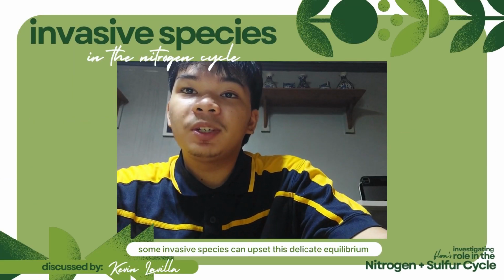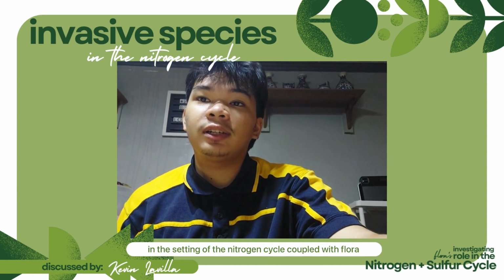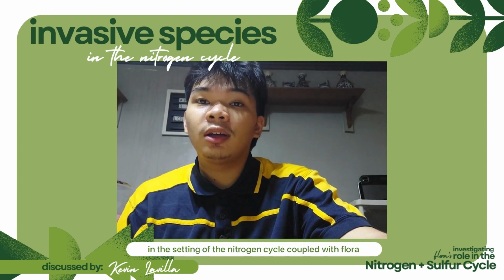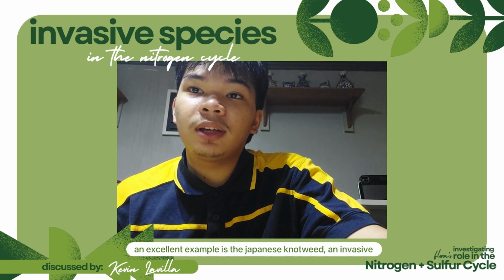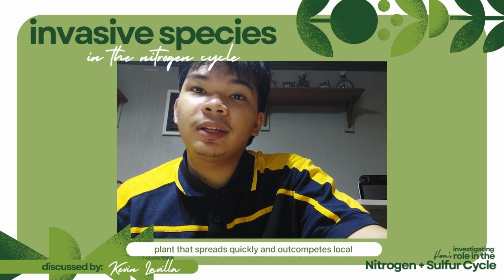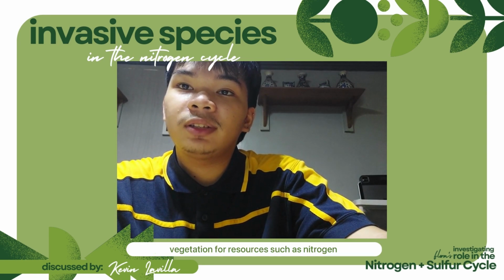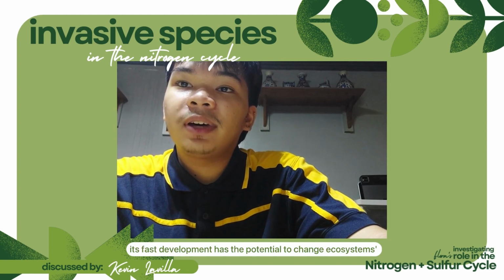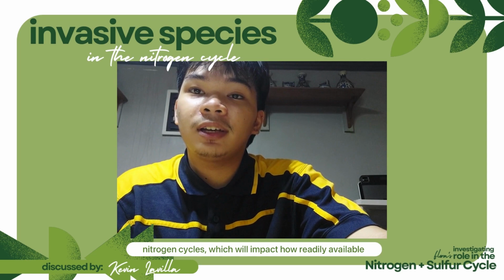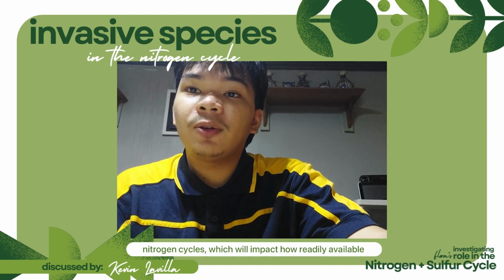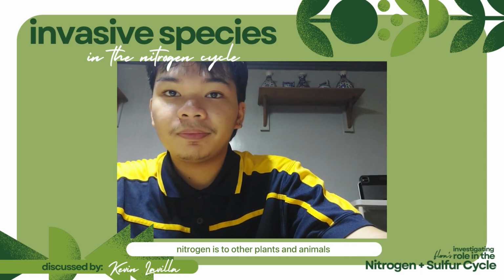Some invasive species can upset this delicate equilibrium in the setting of the nitrogen cycle coupled with flora. An excellent example is the Japanese knotweed, an invasive plant that spreads quickly and outcompetes local vegetation for resources such as nitrogen. Its fast development has the potential to change ecosystems' nitrogen cycles, which will impact how readily available nitrogen is to other plants and animals.